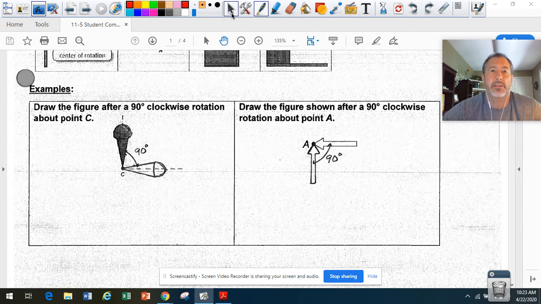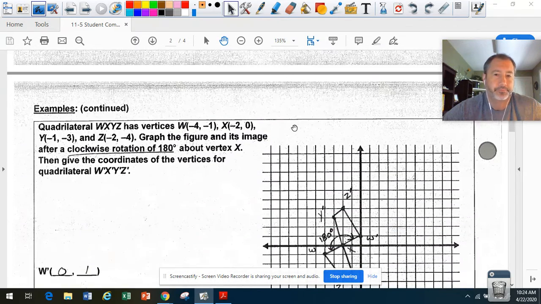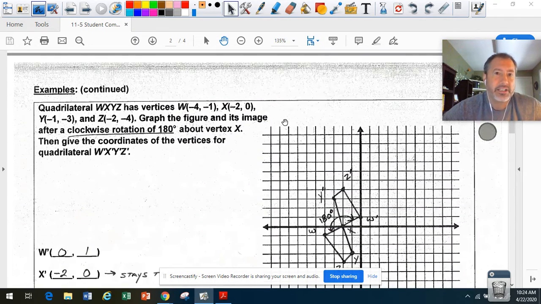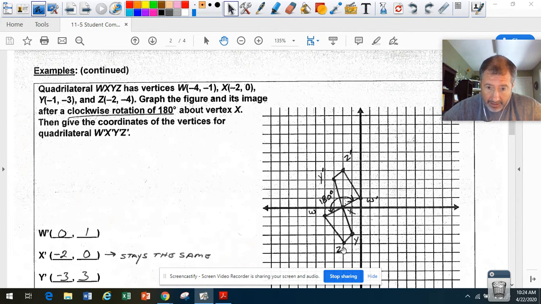Okay, let's continue here. Let's see what else we have down here. Next page. Now these ones here are a little bit more difficult. It says quadrilateral WXYZ has vertices at W is -4, -1, X is -2, 0, Y is -1, 3, and Z is -2, 4. So the first thing we're going to do is graph this figure. So right down here, we have our figure. We have it graphed. We're good to go so far. Now we've got to graph its image.